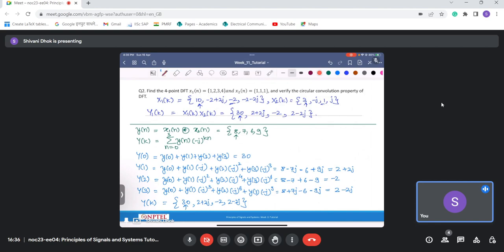So if we observe this equation 1 and equation 2, we can say that y1 of k is equal to y of k, which means that verified circular convolution property of DFT.